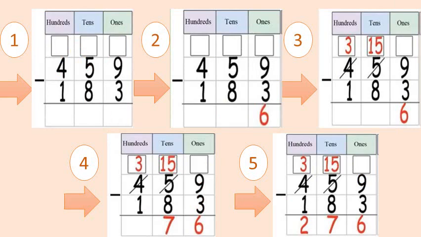Let's do it one more time together. 459 minus 183. Look at the ones and let's start to subtract. 9 minus 3. More on the top. No need to stop. 9 is more than 3 and it's on the top. So 9 minus 3 gives me 6. I will move to the next place value, which is tens. 5 minus 8. Where is more? 8 is more. Where is it? It's on the floor. So more on the floor.